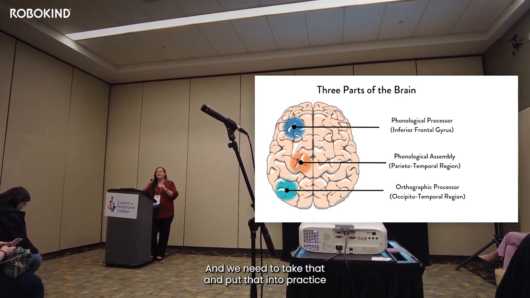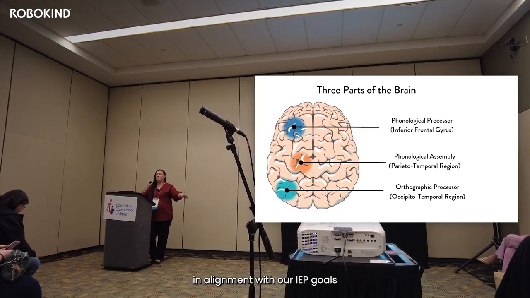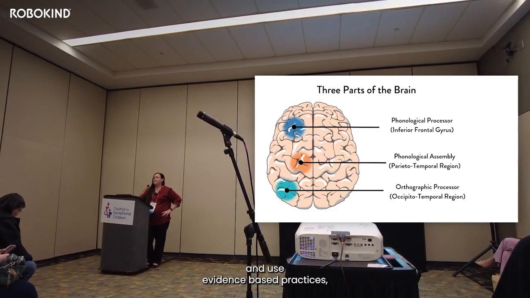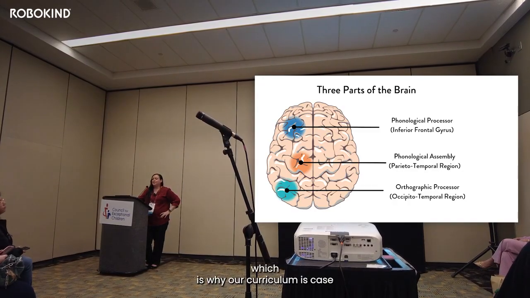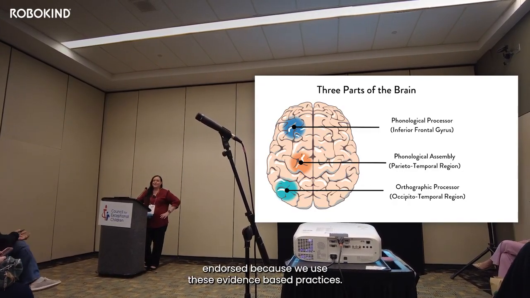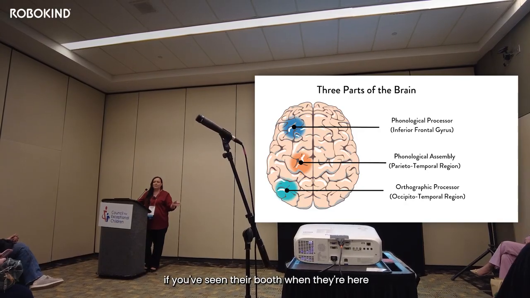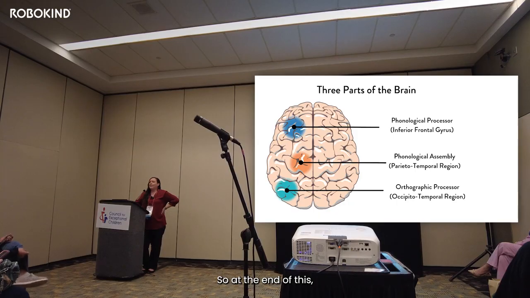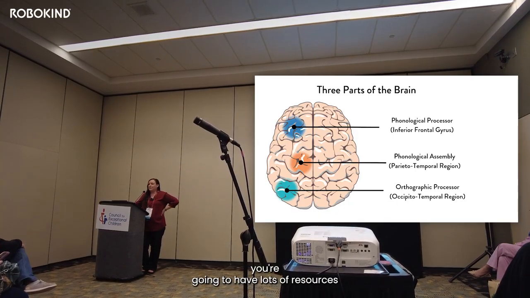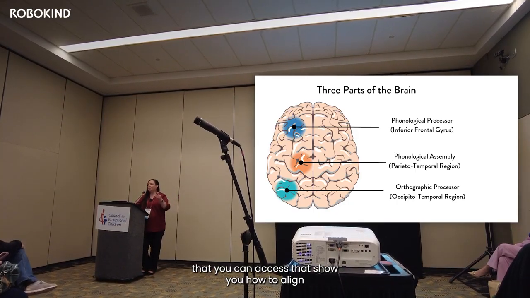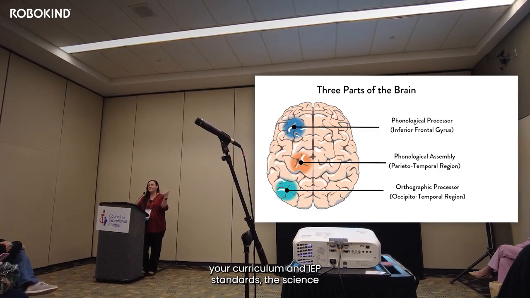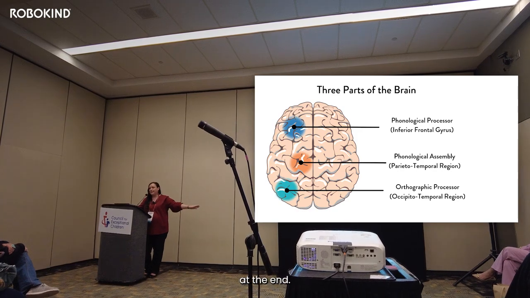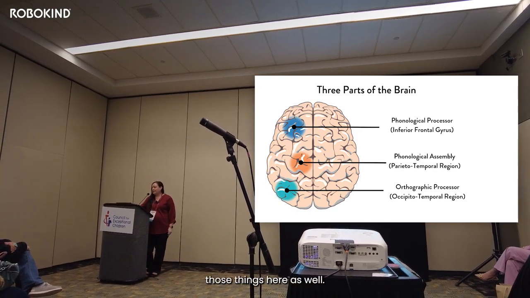We need to take that and put it into practice and align it with our IEP goals and our standards in our classrooms for our students, and use evidence-based practices, which is why our curriculum is CASE endorsed, because we use these evidence-based practices. If you've seen their booth while they're here, you'll see the CASE endorsements. At the end of this, you're going to have lots of resources that show you how to align your curriculum with IEP standards, the science of reading, and applications. I'll give all of this to you at the end.